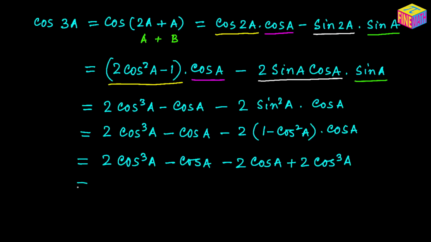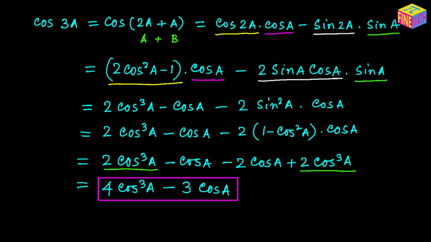So this is looking like 4 times cosine cubed of a. If we combine this one and this one, we get 4 times cosine cubed of a, and then minus 2 and 1, 3 times cosine of a, and that is the value of cosine of 3 times a. Now let's also derive the value of tangent of 3 times a.